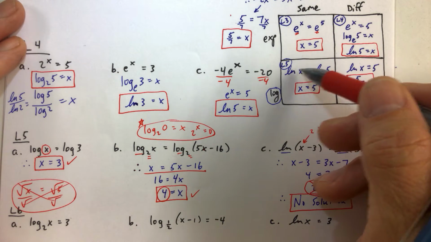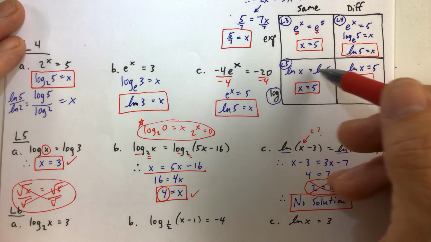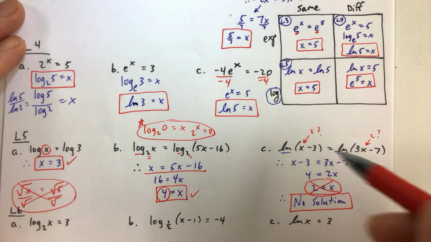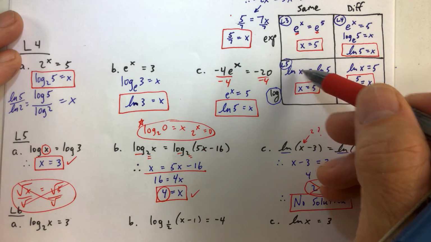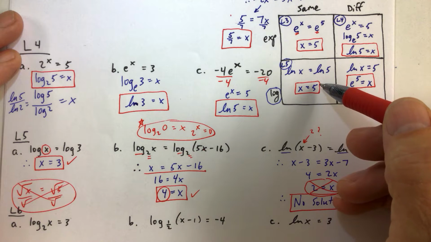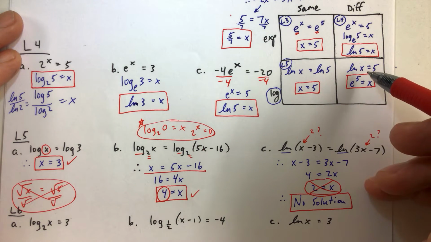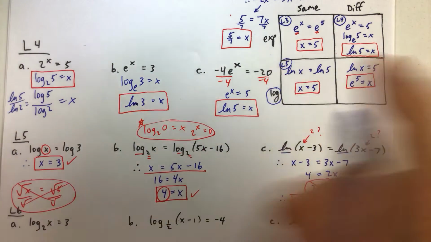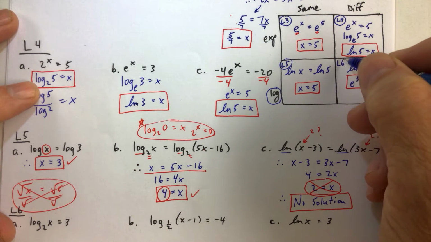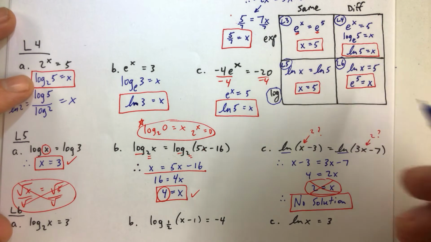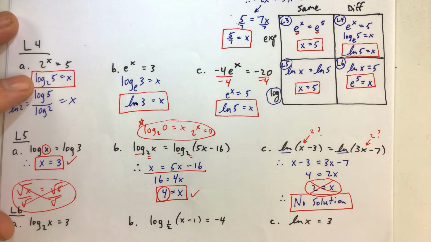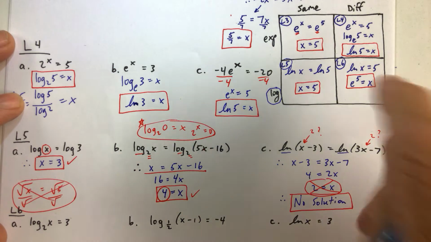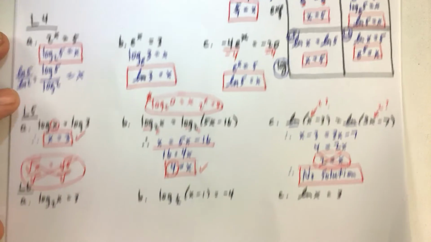Level 5 problems are where you have logs on both sides. You might have to combine some logs, but you have logs on both sides with the same base, so you just equate the arguments. There's very little work to do there. And then our level 6 problems are where we're going to get a logarithmic equation, but we don't have logs on both sides, only a log on one side. And when we have that, we want to convert to exponents. So that's where we're at right now.